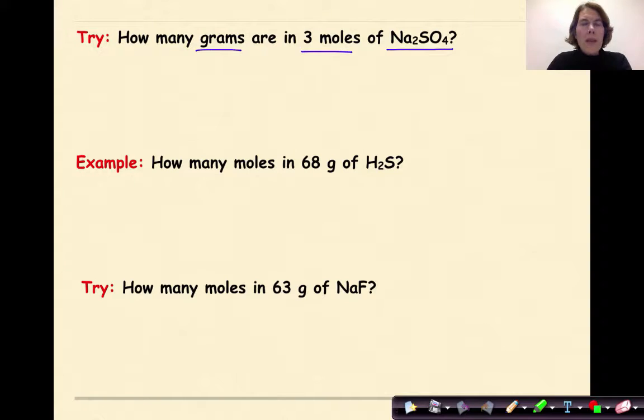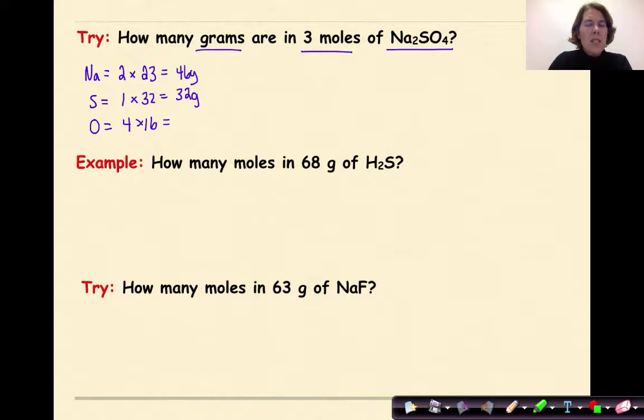Before we even think about writing out our given or doing anything else with these types of problems, we need to figure out the gram formula mass of Na2SO4. So I know that I'm going to have an Na, an S, and oxygen. So in this formula, we have 2 sodiums with an atomic mass of 23. So 2 times 23 is going to be 46 grams. We have 1 sulfur, which has an atomic mass of 32. So 46 and then 32. 4 oxygens, atomic mass of 16. So 4 times 16 is 64 grams. And then if I add those all up, I get 142 grams per 1 mole.